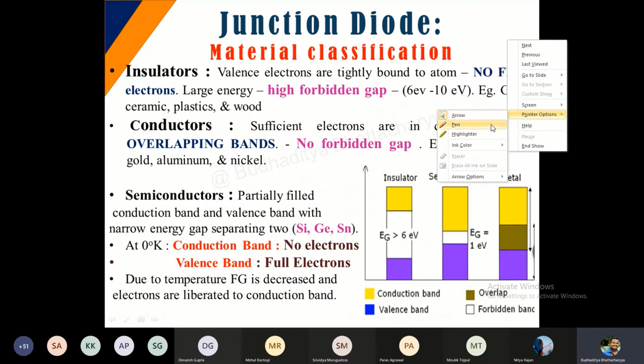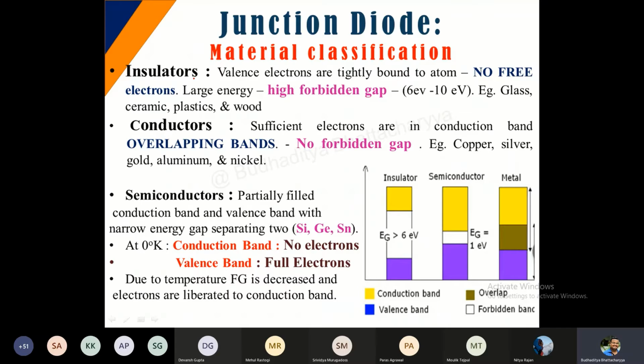Just to brief you again. You can see for the insulators, there are no free electrons. Simple as that. And you can see a high forbidden gap. Its Eg should be greater than 6 electron volts. It's a huge amount, in fact that's not a possibility. You can see examples like glass and ceramic. The principle behind it is because of this.